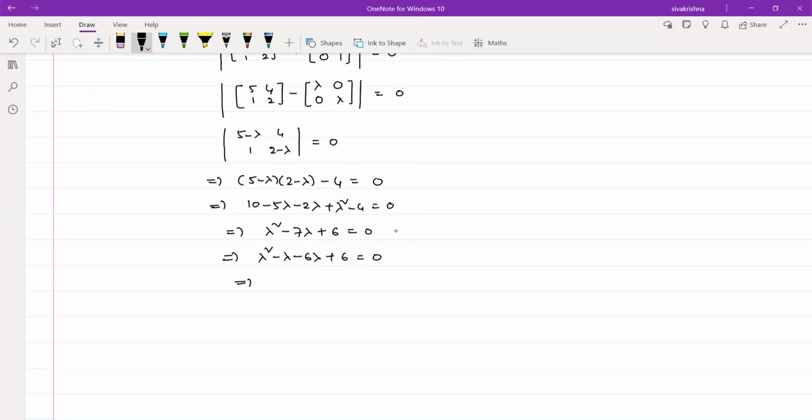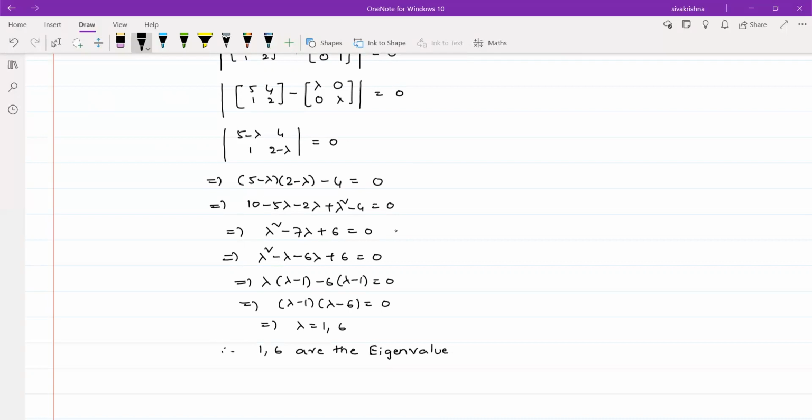If you take lambda common in the first two terms, we get lambda minus 1. If you take minus 6 common in the next two terms, we get lambda minus 1 is equal to 0. Finally, if you take lambda minus 1 as common, we get lambda minus 6 is equal to 0. Finally, we get lambda is equal to 1 comma 6. Therefore, 1 and 6 are the eigenvalues of capital A.